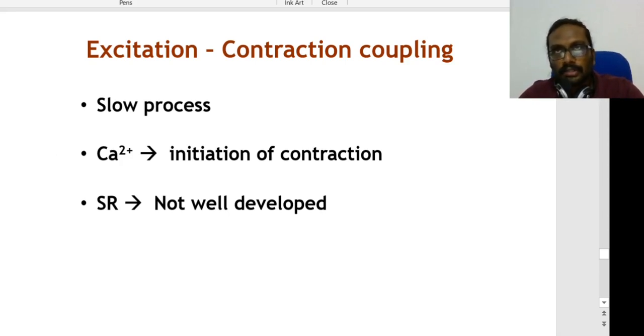Smooth muscles, as I've already told you, include tonic contracting smooth muscles. That means for a very long period of time they are in a state of partial contraction. They are in a partially contracted state for a very long period of time.